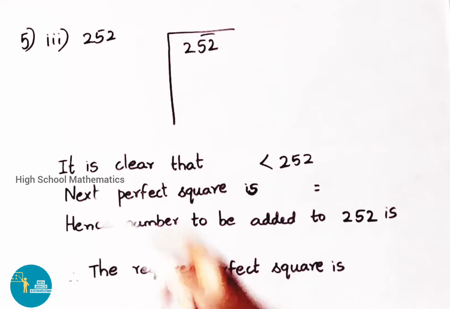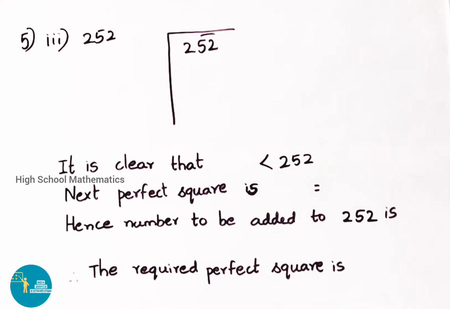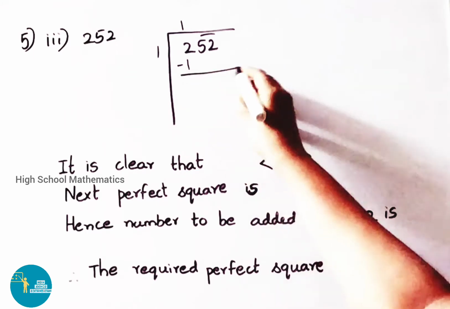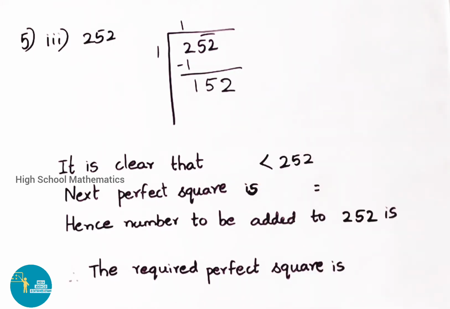See now fifth question, third sum, 252. Let us find square root for this number. We have written the given number in pairs. Now let us take here 1 square, that is 1. 2 minus 1, we get remainder 1. Write on the next two digits. Now the number is 152.